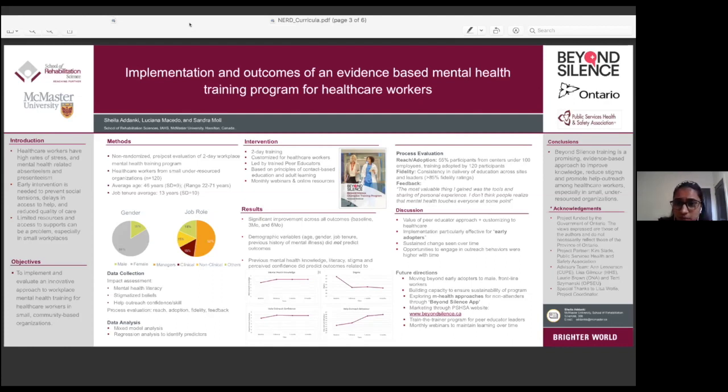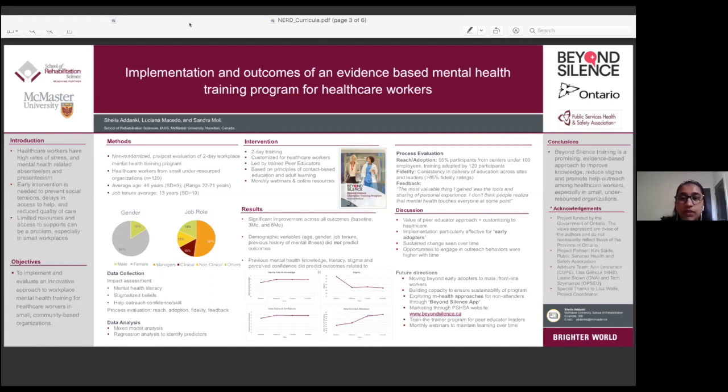The data collection included both impact and process evaluations. We assessed mental health literacy, stigmatized beliefs, and help outreach confidence and skill. Help outreach is another important thing in this program: through the training, they're not only going to learn about ways to seek out help for themselves, but also ways that they can provide help to their co-workers who may be struggling. We tried to assess those through questionnaires and surveys.